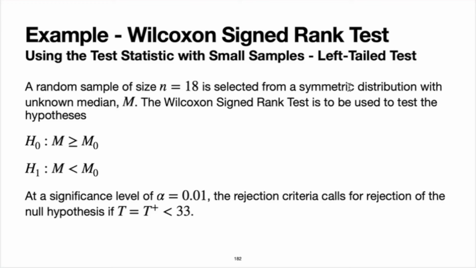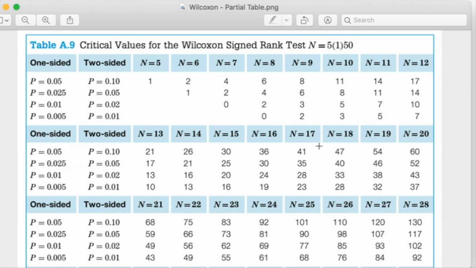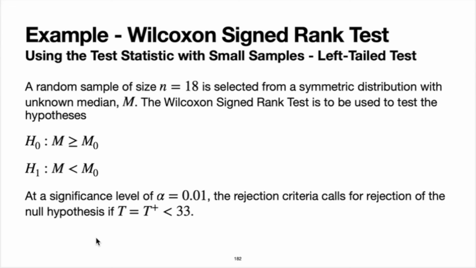Now, we're performing a left-tailed test using a sample of size 18, and the significance level in this case is 0.01. So here is the column of values that we're looking at, the sample size corresponding to n equal to 18 observations. We're performing a one-sided test, and the significance level is 0.01. And so the critical point is 33. And so we're going to reject the null hypothesis if our test statistic t plus is less than 33.